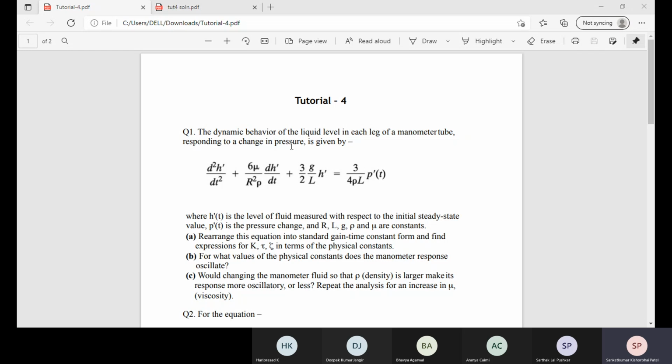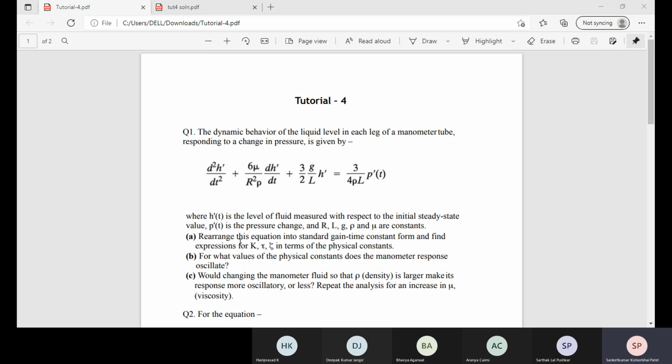The first question is: the dynamic behavior of the liquid level in each leg of a manometer tube responding to a change in pressure is given by a differential equation of second order, which responds as follows, where h'(t) is the level of fluid measured with respect to the initial steady state value, p'(t) is the pressure change, and R, L, g, rho, and mu are constants. So for a change in pressure, we have a corresponding change in height of the manometer.